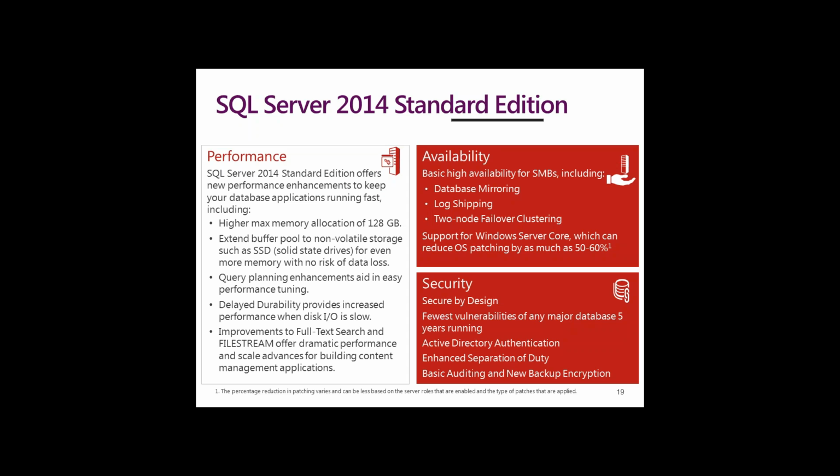Here's a quick screenshot of some of the things around performance, availability, and security. I'm not going to talk you through all of it, but one of the things we were able to do is move standard edition to a higher memory allocation of 128 gig. 2012 only allowed 64 gigabytes, so 2014 doubled that. That's something to consider if you are on standard: move to the 2014 version. We have some availability with database mirroring and log shipping, the old stalwarts of DR, and we also brought in 2-node failover clustering. We can maybe even put that on Windows Server Core, which would reduce patching by as much as 50 to 60%.